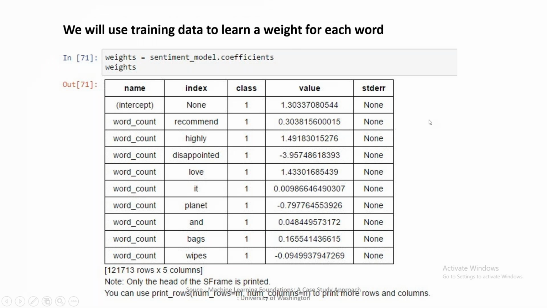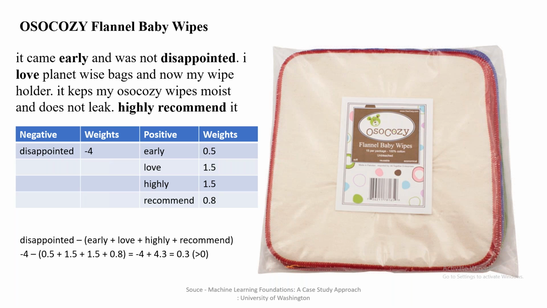Moving on, let me show you an example. Suppose this is a product being sold on Amazon.com. This is a flannel baby wipes product, and this is one of the reviews that a customer has written on the website. He has written: it came early and was not disappointed. I love Planet Wise bags, and now my wipe holder. It keeps my Oso Cozy wipes moist and does not leak. Highly recommend it.